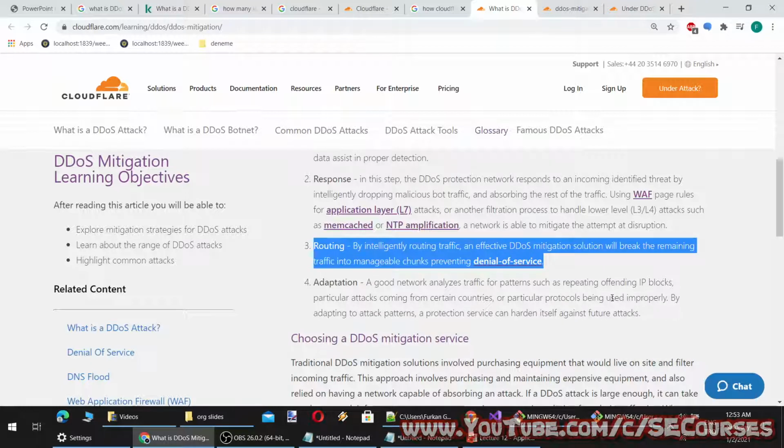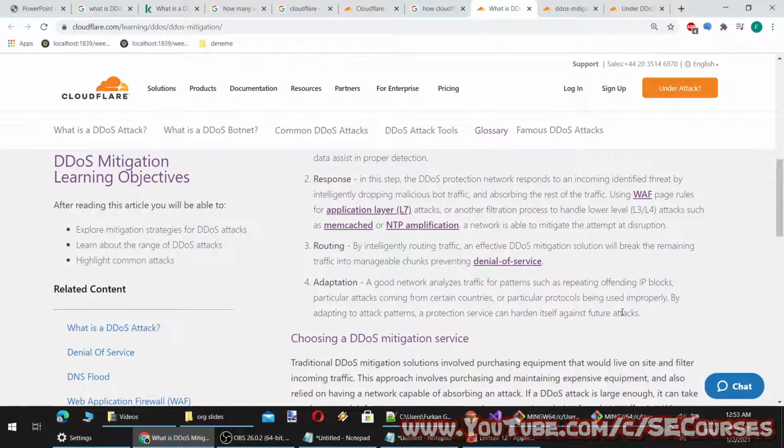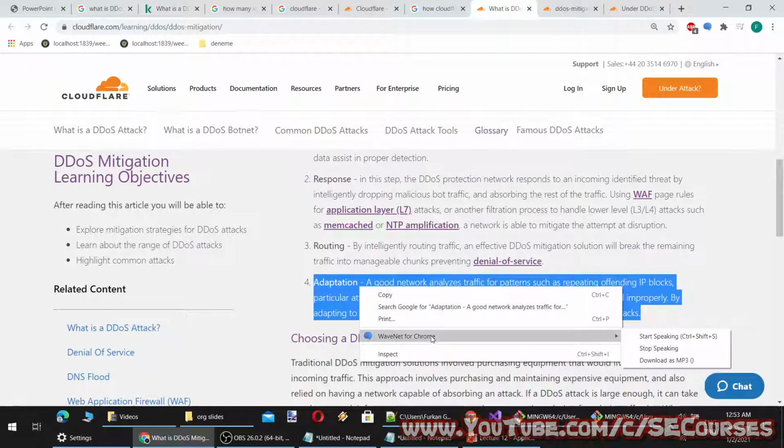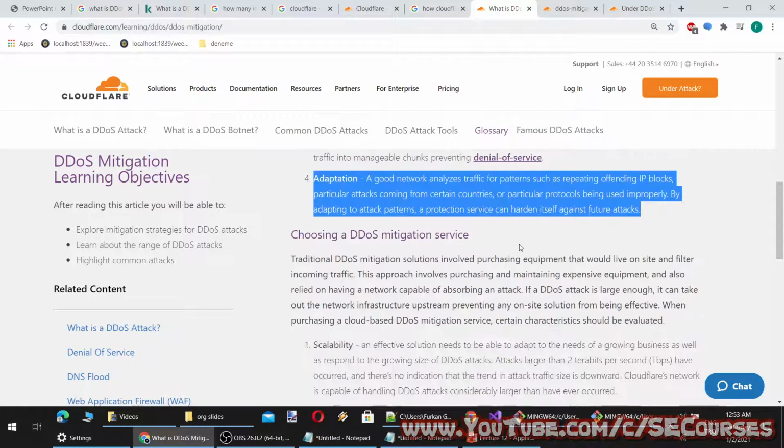Routing. By intelligently routing traffic, an effective DDoS mitigation solution will break the remaining traffic into manageable chunks, preventing denial of service. Adaptation. A good network analyzes traffic for patterns such as repeating offending IP blocks, particular attacks coming from certain countries, or particular protocols being used improperly. By adapting to attack patterns, a protection service can harden itself against future attacks.